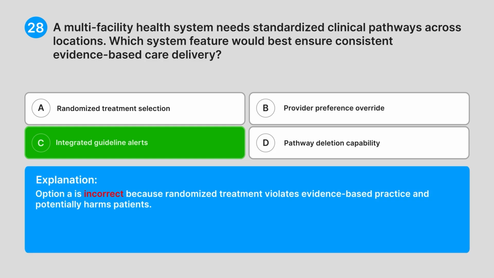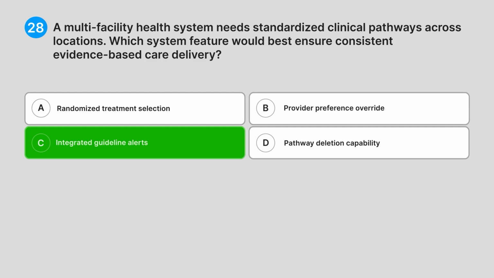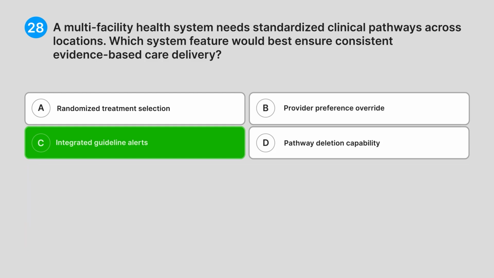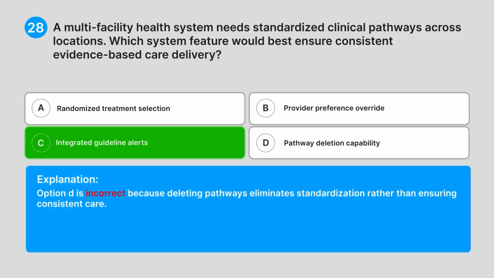Option A is incorrect because randomized treatment violates evidence-based practice and potentially harms patients. Option B is incorrect because unlimited override capability defeats the purpose of standardization, even though some flexibility is needed. Option D is incorrect because deleting pathways eliminates standardization rather than ensuring consistent care.